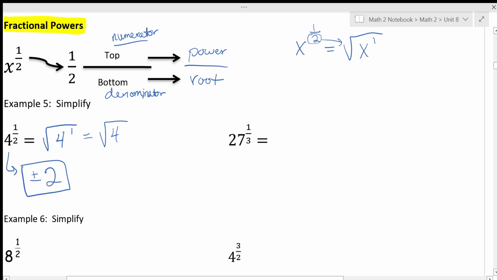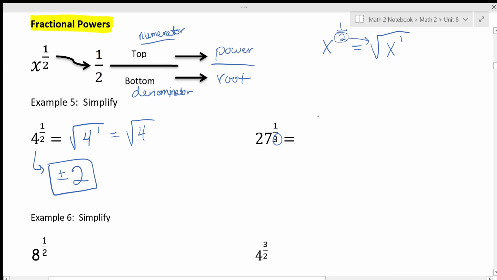27 to the 1/3. Again, the denominator is going to go in front of our radical. So what we're looking for on this one is the cubed root of 27 to the first power. Again, that exponent can go inside or outside. A lot of times you want to do the radical first and then raise it to the power. So we're going to find the cubed root of 27. Does anyone know what that is right off the top of your head?